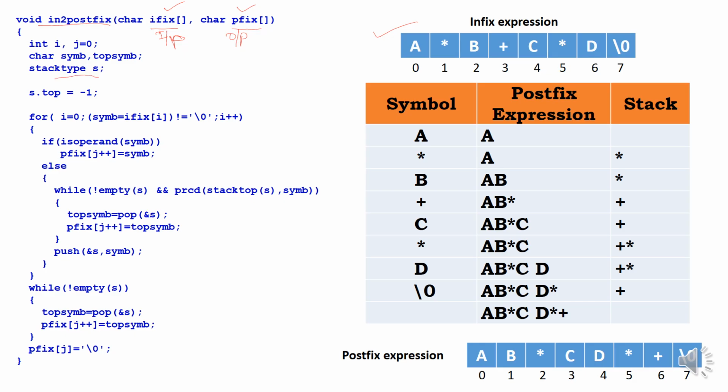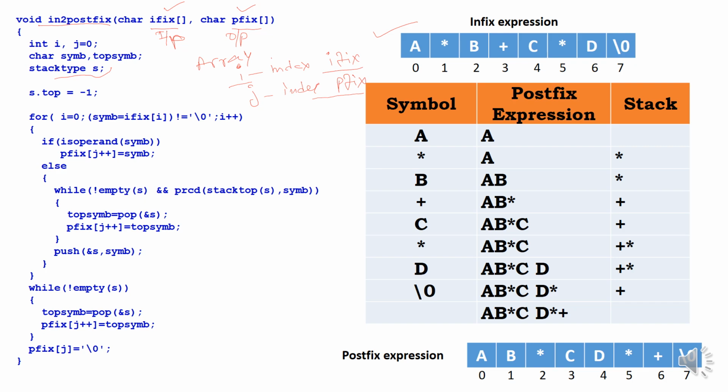First of all, you have to define a stack. S is your stack, consisting of an array and top. Then ifix and pfix: ifix is the infix expression input and pfix is the postfix. Both are arrays. To access these arrays, we need indices. I is the index used to access the infix expression, and j is the index used for the postfix expression. So I and j are used respectively to access infix and postfix.